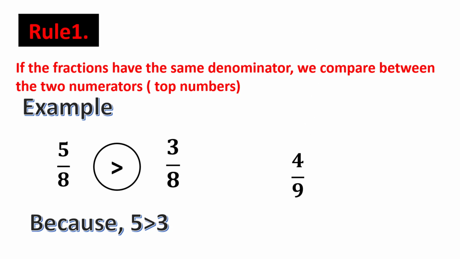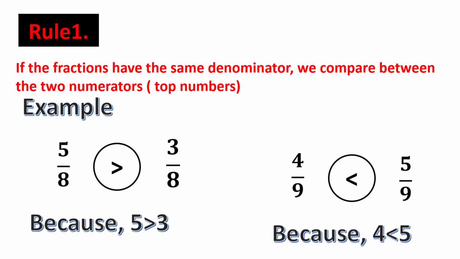Another two fractions, 4 over 9 and 5 over 9. What is the relation between the two fractions? We have here the same denominator. Look, 9 and 9. So compare between 4 and 5. What is the relation between 4 and 5? 4, yes, is less than 5. So 4 over 9 is less than 5 over 9, because 4 is less than 5.